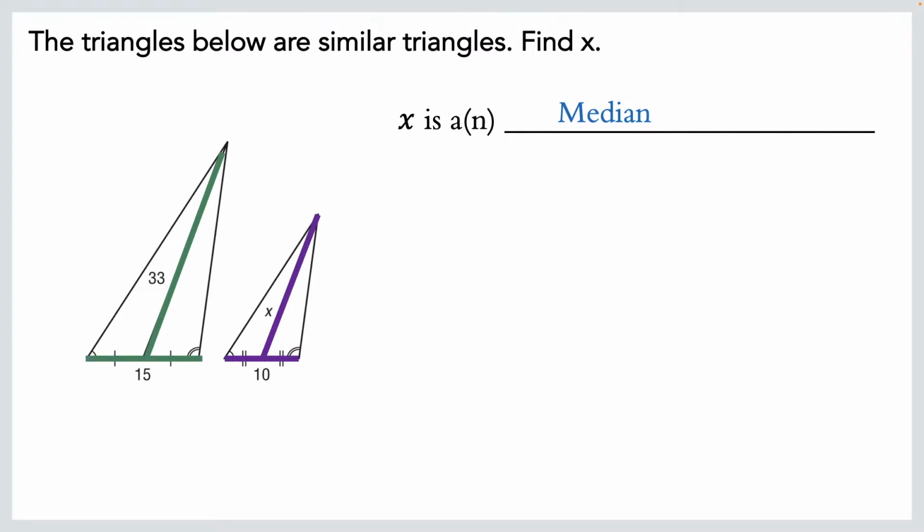So now we can set up our proportions. We can say 33 over x equals 15 over 10. 15 and 10 are partners. And then, of course, we cross multiply. So 15x equals 330, and x equals 22.